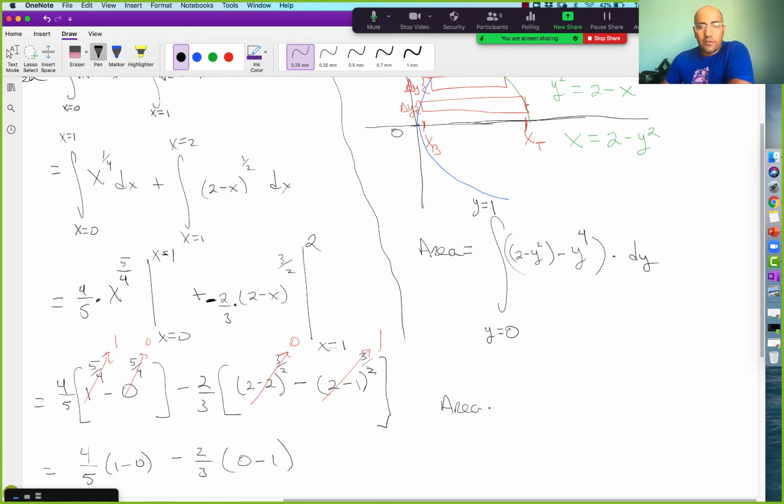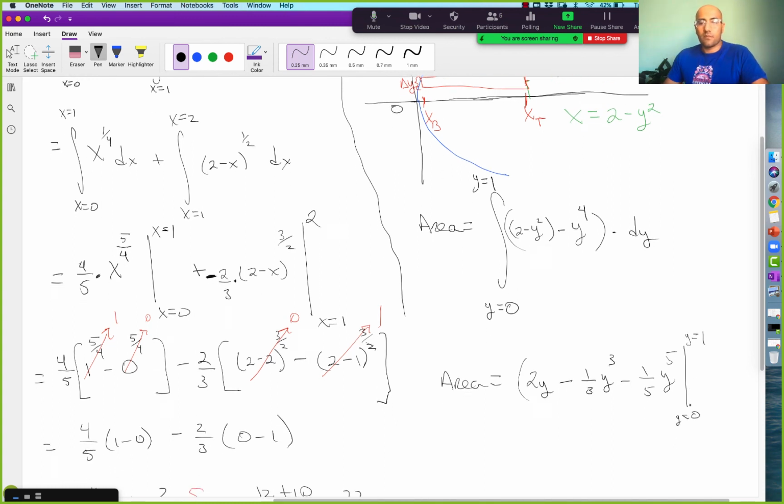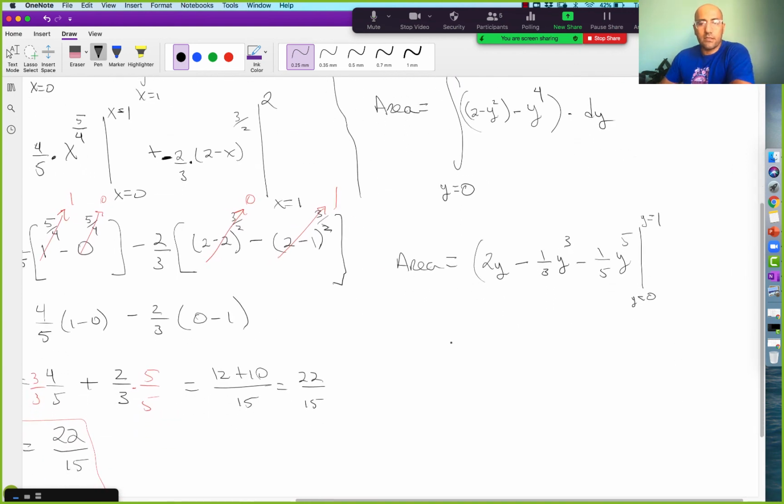It should. So the area is going to be equal to, well, it's a nice, pretty little polynomial, right? So this is just going to be equal to 2y minus 1/3 y to the 3rd power, that takes care of that guy, minus 1/5 y to the 5th power, that takes care of that one, evaluated from y goes from 0 to y goes to 1. Okay, so it should be a nice, easy little polynomial to evaluate. 2 times 1 minus 1/3 times 1 to the 3rd power minus 1/5 times 1 to the 5th power.